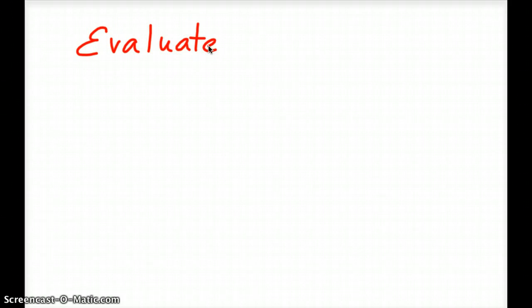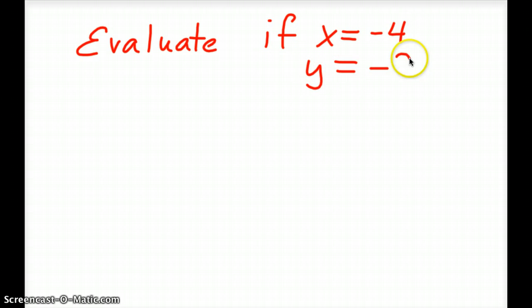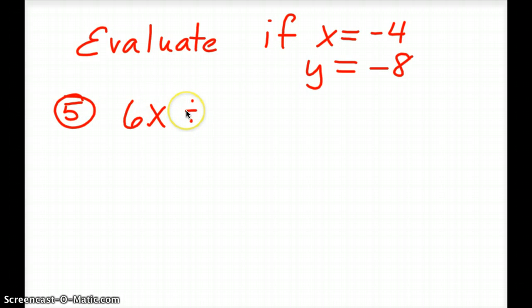The algebraic expression, if x is equal to negative 4 and y is equal to negative 8. So here's my first problem, number 5. I have 6x divided by y. Now, the first thing we have to do is plug it in like Glade. We have to take the values and plug them in.